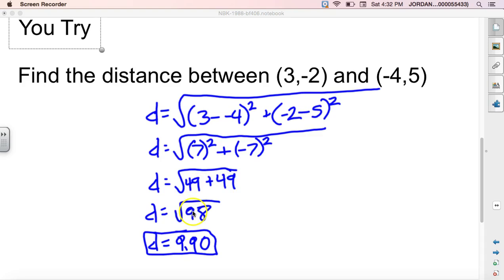49 plus 49 is 98. You take the square root of 98 and you should get 9.90 when you round it to the hundredths place, which is the second decimal place.